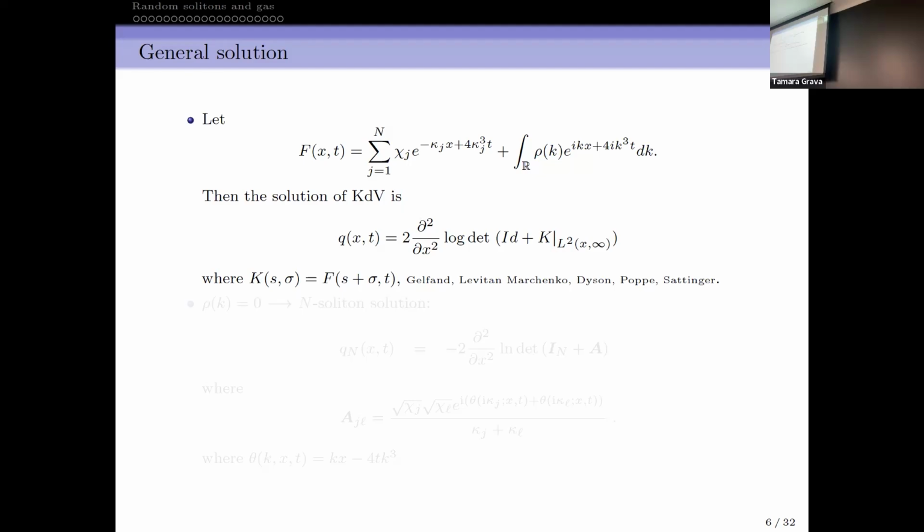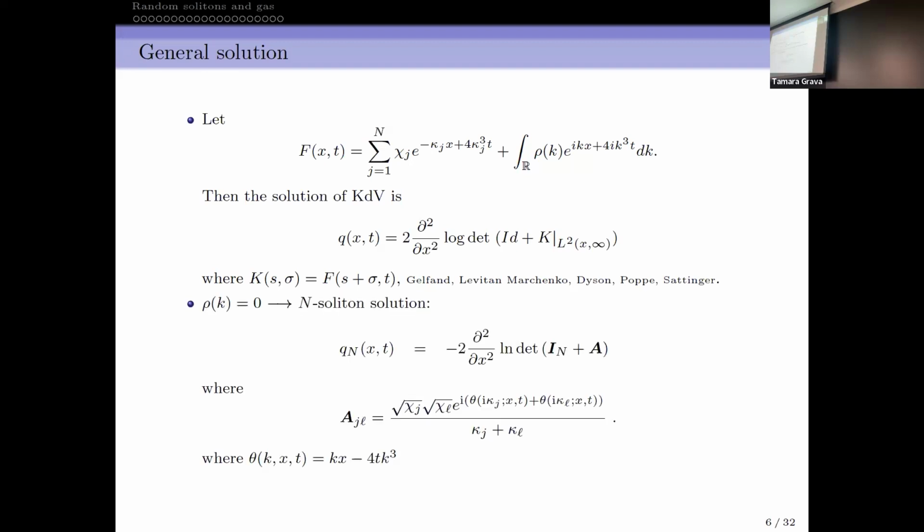All this was developed a long time ago by Gelfand and Marchenko. This is called the Gelfand-Marchenko kernel, and it was Dyson who realized that you can link it back to a Fredholm determinant. Then there are several papers by Pöppe and Sattinger, who developed the machinery for many equations, including the KdV equation. Now, if you have no continuous spectrum rho, the parameters kappa j are the ones remaining.